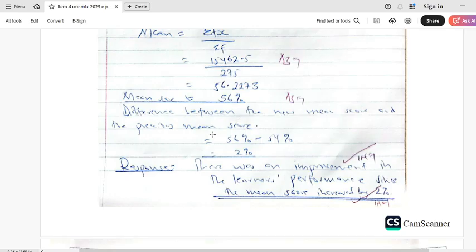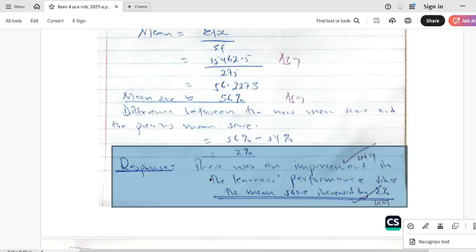But maybe I came and compared it by subtraction. I got the difference as 2%. So this was my response. Let us look at this response. I said that there was an improvement in the learners' performance since the mean score increased by 2%. Of course, we know that if the average score of a student goes up, that's an improvement in the performance. So I came up with such a response.